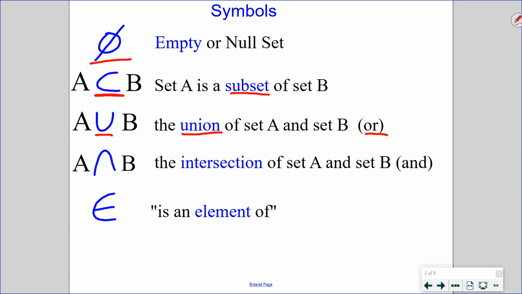Our next symbol, which looks like an upside down U, stands for the intersection of two sets. So here you'd be finding the elements that are in set A and set B. And then our last symbol, which looks kind of like a funny E, is read as "is an element of." So you might see a statement like 1 is an element of set A, something like that.